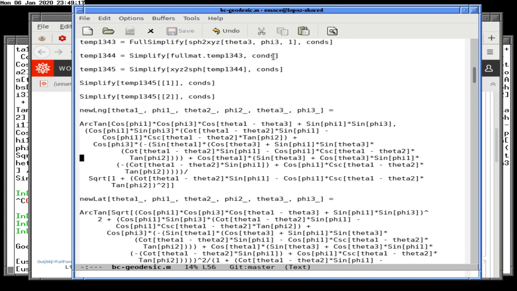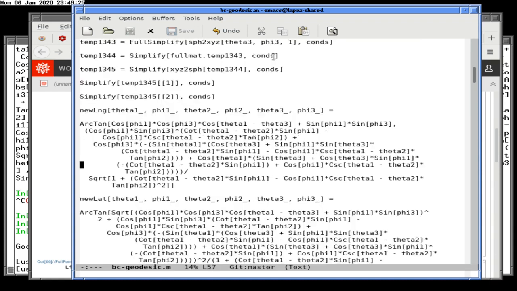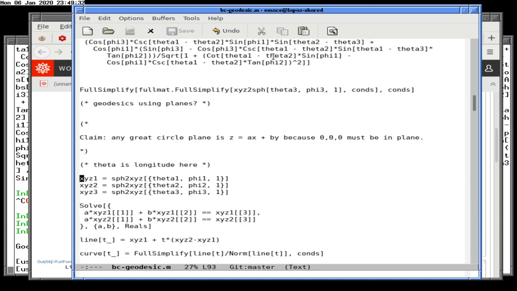I mean, according to this work that I've done here, this is pretty much it. The new latitude and new longitude of the thing are going to be both very complicated functions. Geodesics using plane. Any great circle plane is z equal to 0, okay, that's fine. I don't know how that helps us, though. Don't see how that helps us.